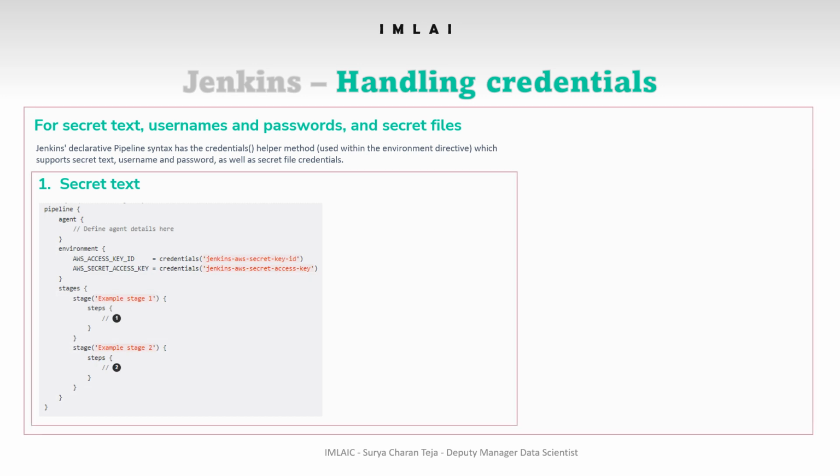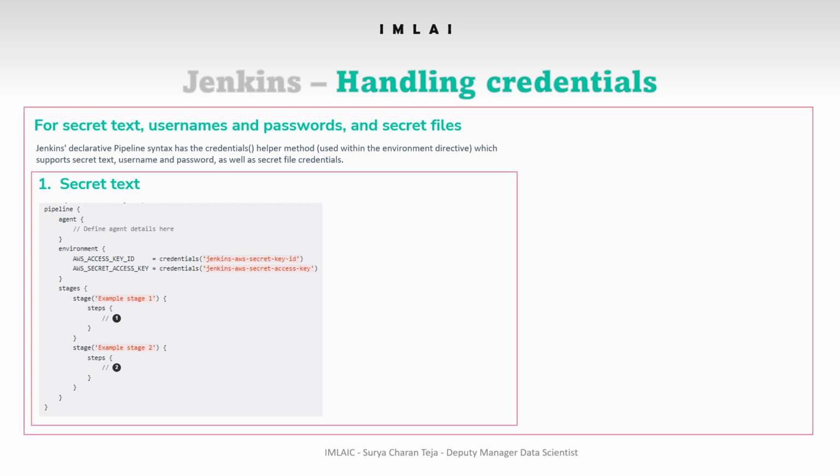We will take the example from Amazon Web Services, secret text. The pipeline which is visible on your screen shows an example of how to create a pipeline using environment variables for secret text credentials. In this example, two secret text credentials are assigned to separate environment variables to access Amazon Web Services. These credentials would have been configured in Jenkins with their respective credential IDs. So here we have a Jenkins AWS secret key ID and Jenkins AWS secret access ID.